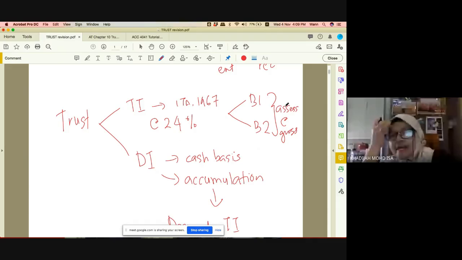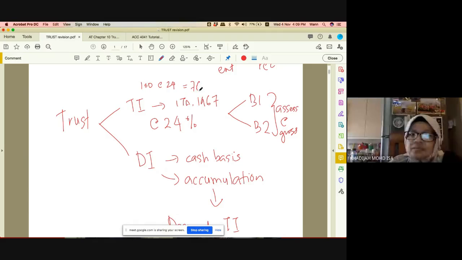Last time we gave the example that you have total income of 100, and you multiply by 24%, so you are left with 76. You are going to divide this into B1 and B2. But for B1, we always assess at gross. It means you divide based on the total income at gross, the total income before you actually pay tax. Assuming 50% each, you get 50 here and 50 here.